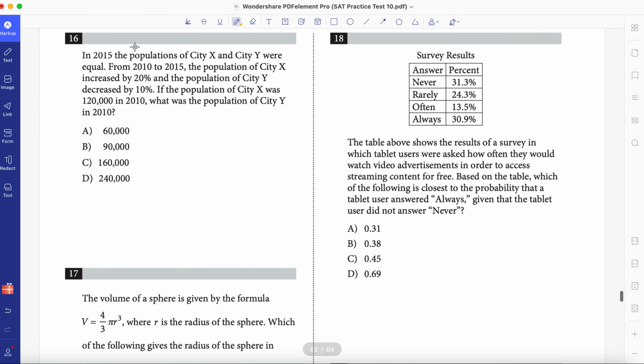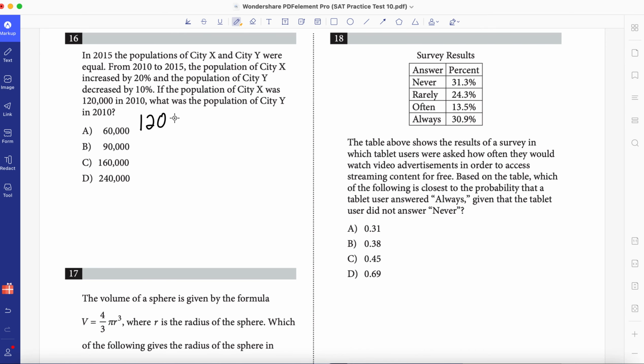So for this one, it says the population of city X and city Y were equal in 2015. And from 2010 to 2015, the population of city X increased by 20% and the population of city Y decreased by 10%. If the population of city X was 120,000 in 2010, what is the population of city Y in 2010? So first of all, what is the population of city X in 2015? Well, we know city X increased by 20% over these 5 years.